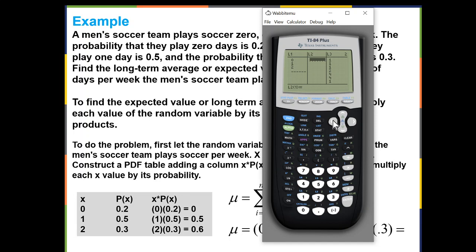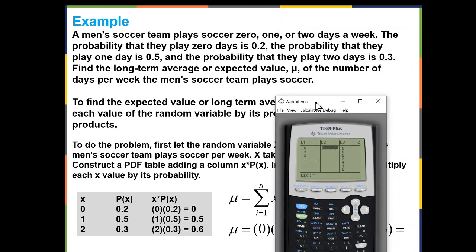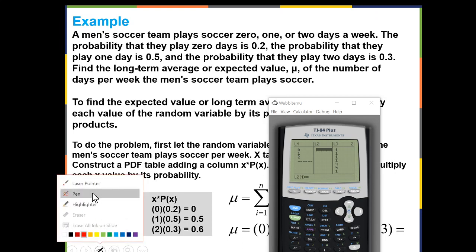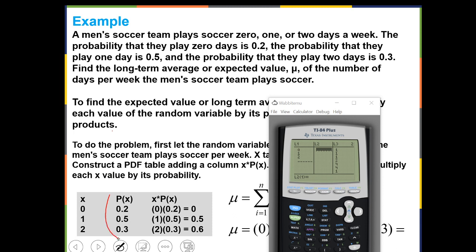In this case, I'm going to do this one because this is about the soccer game. It says a men's soccer team plays soccer 0, 1, or 2 days a week. The probability that they play 0 times is 20%, the probability that they play 1 time is 50%, and the probability that they play 2 times is 30%. These are the numbers given in this table right here. So I'm going to put those numbers in there.